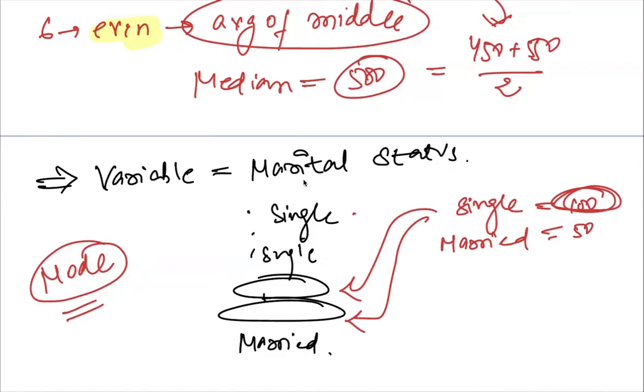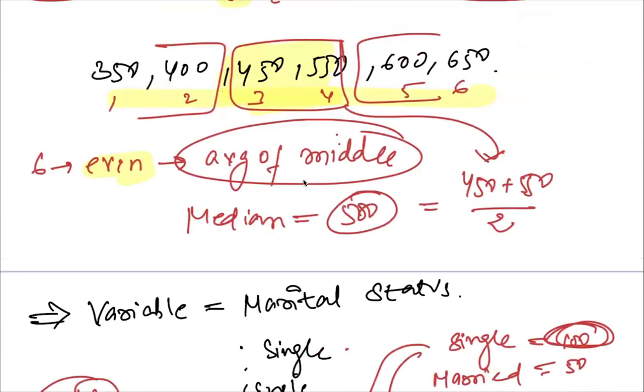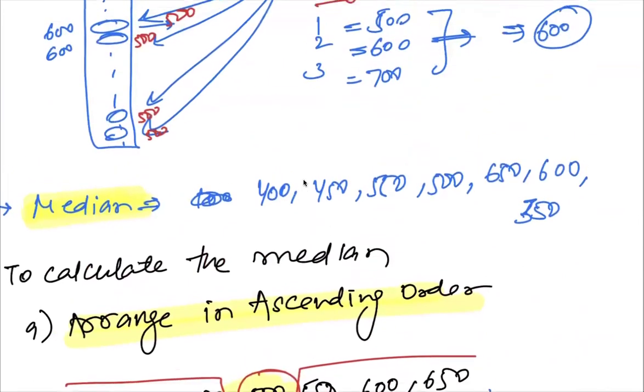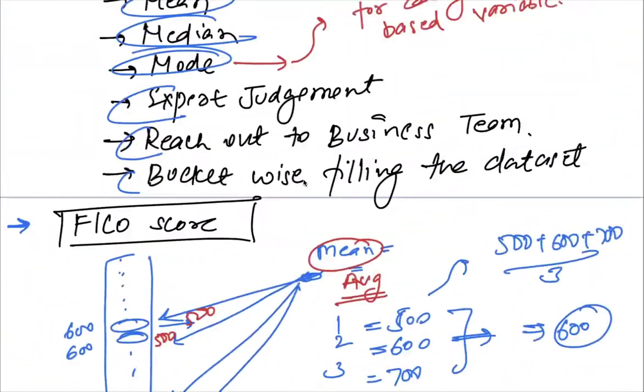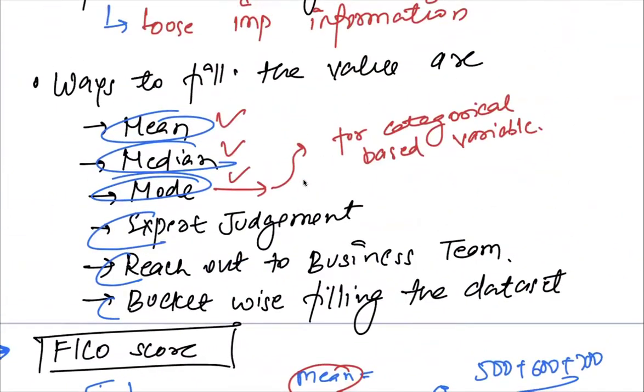Okay, so to answer Agam's question, this is what we do when we have categorical-based imputation, a categorical variable. This is how you fill for categorical. Again, the question is, is this the best way? And this is where I'm saying this is not the best way. See, mean, median, mode are never the best ways. The best way is to use either expert judgment or do bucket-wise filling of the data set.